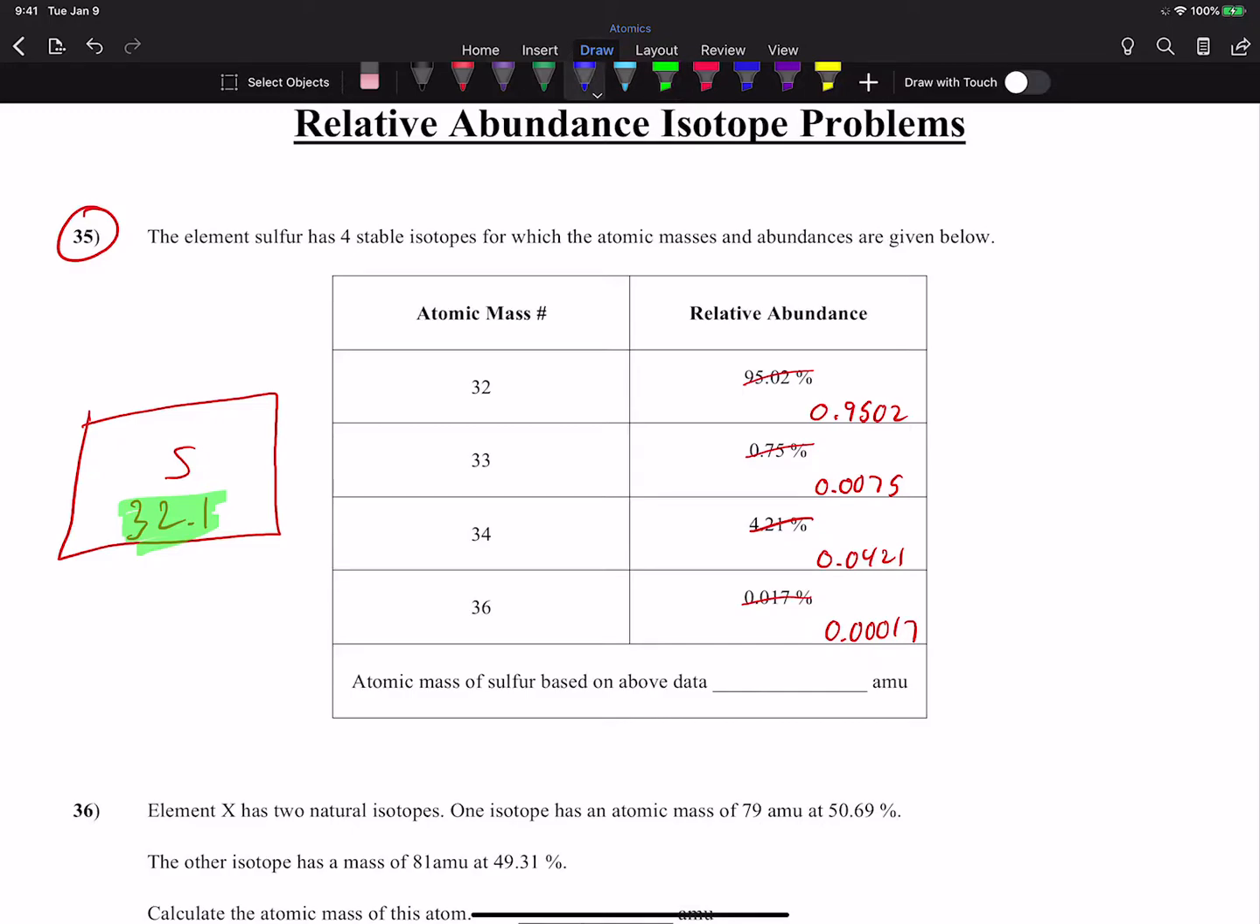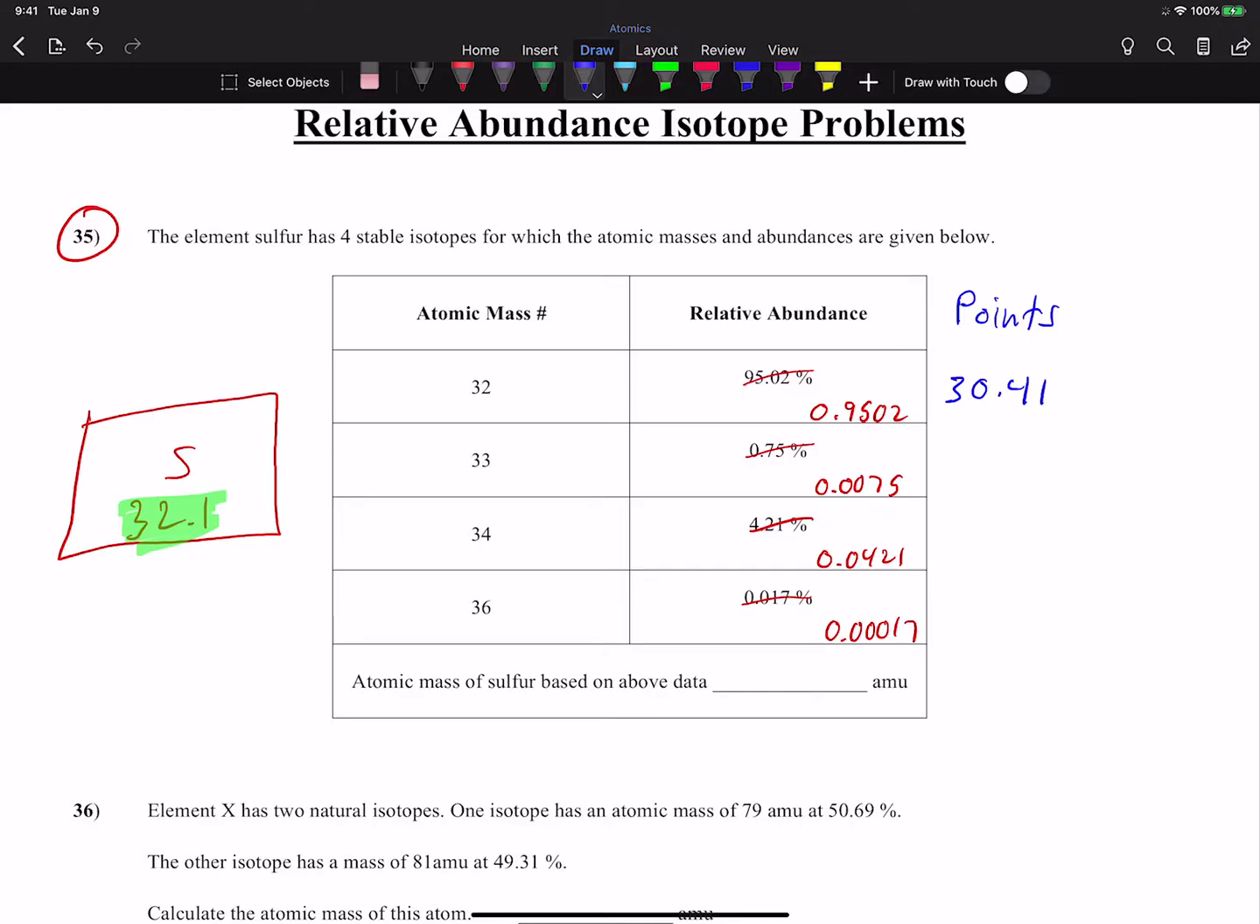There's no formal name for the next column, so I'm going to call this points because that is, again, a reference to how you would calculate your grade in a course. So we need to take 95% of 32. So that's accomplished by saying 0.9502 times 32. And that gives me 30.41 points, let's say.